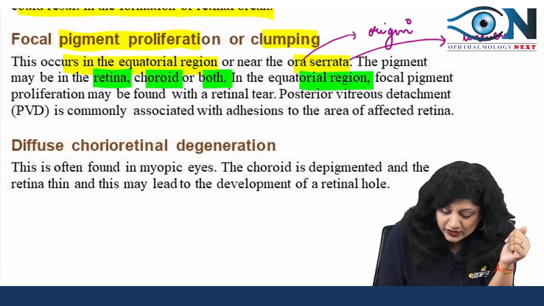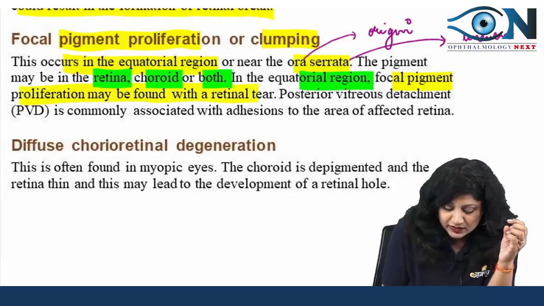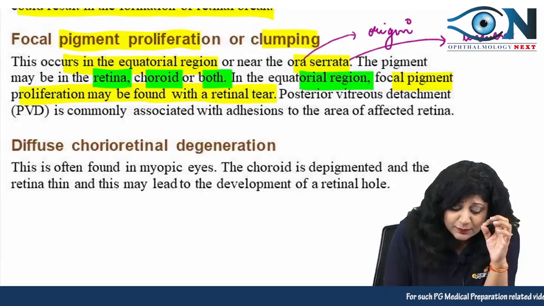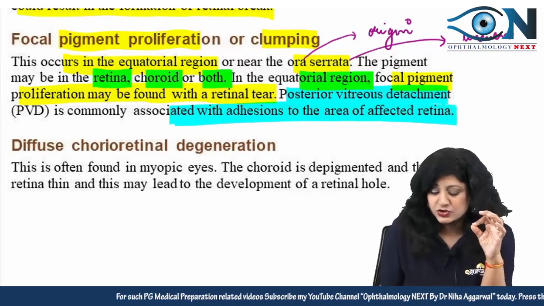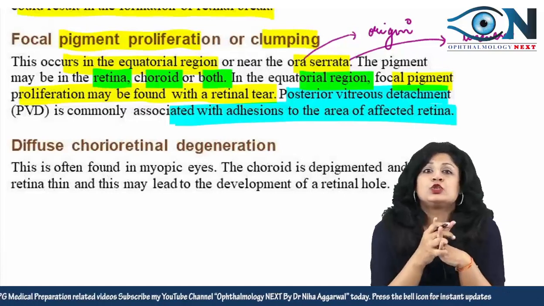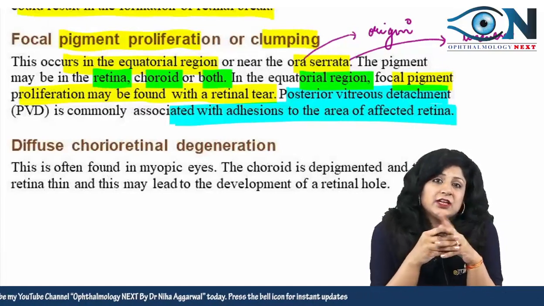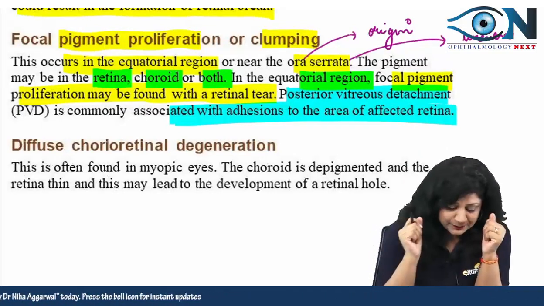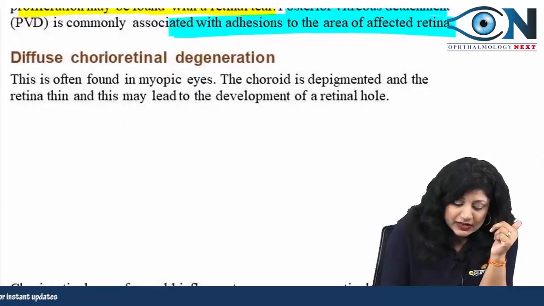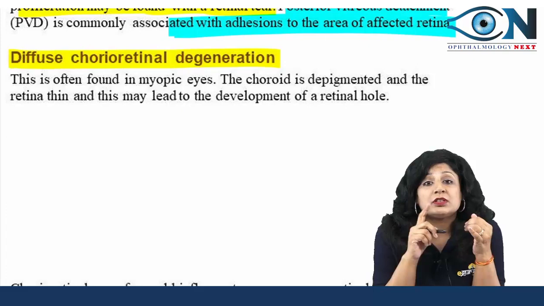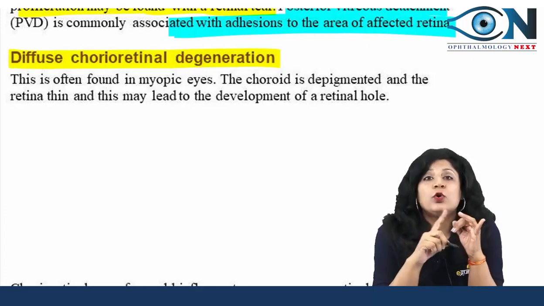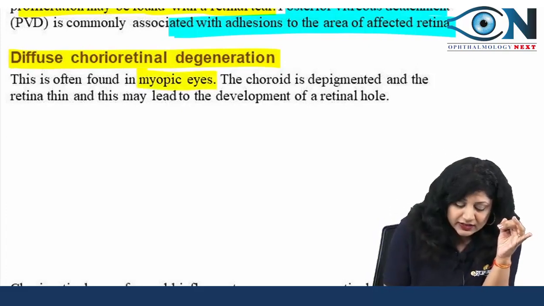So in the equatorial region you can have this focal pigment proliferation with a retinal tear. And a very important thing is that PVD is associated with the adhesions in this area. So if you are having a PVD, you can look for these changes, right? Now another important thing is your diffuse chorioretinal degeneration. So diffuse, number one thing, and chorioretinal, this is usually associated in the myopic eyes.